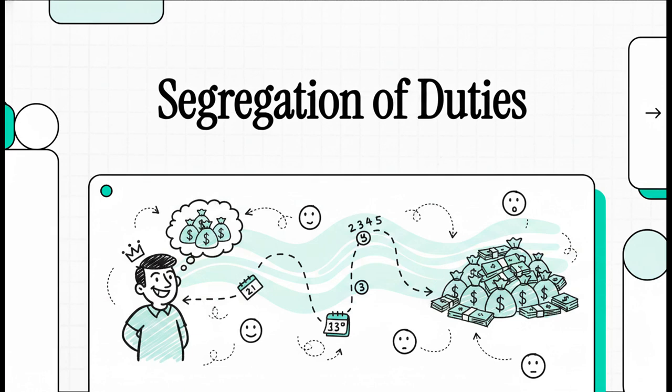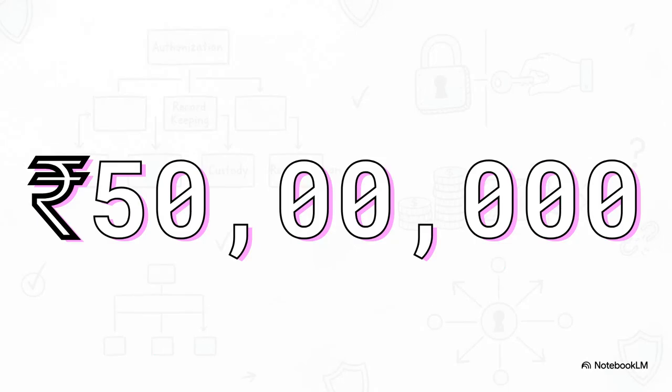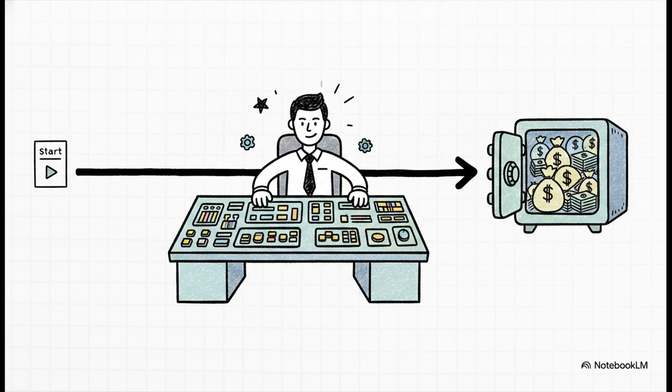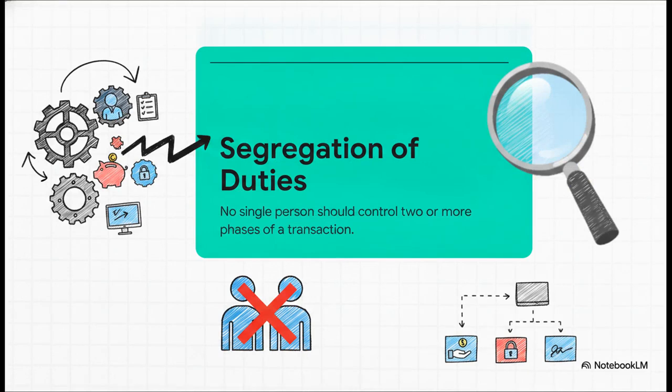In today's explainer, how did someone steal 50 lakhs? Well, he literally created a fake vendor and ordered completely non-existent supplies. Crazy, right? The crazy part? Zero hacking. He just had power to start and finish transactions completely alone. This brings us to segregation of duties, or SOD.